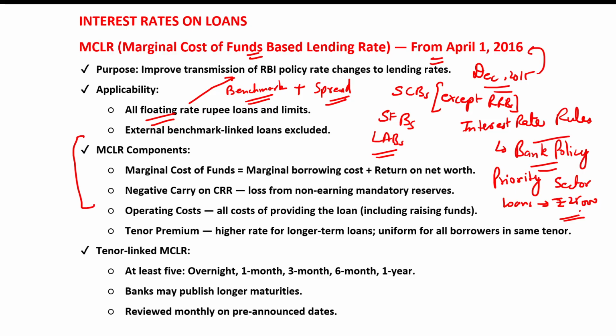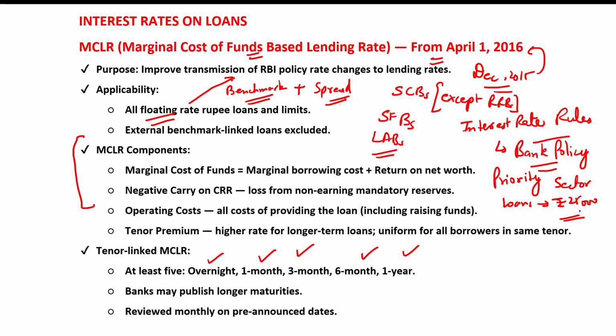There are multiple MCLR. It is based on tenure premium. So bank must publish at least overnight MCLR, 1 month MCLR, 3 month MCLR, 6 month MCLR, and 1 year MCLR. So they may also publish longer maturity MCLRs. So at least these five need to be published. And there is a monthly review. MCLR for all maturities must be reviewed and published monthly on a fixed date.